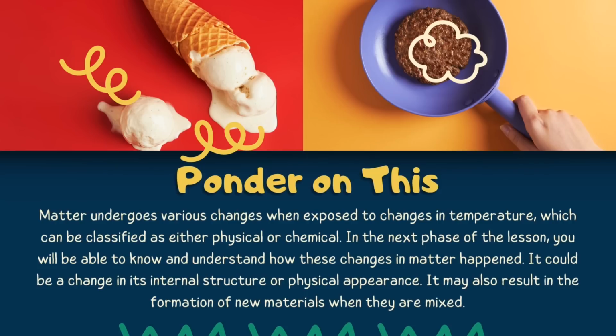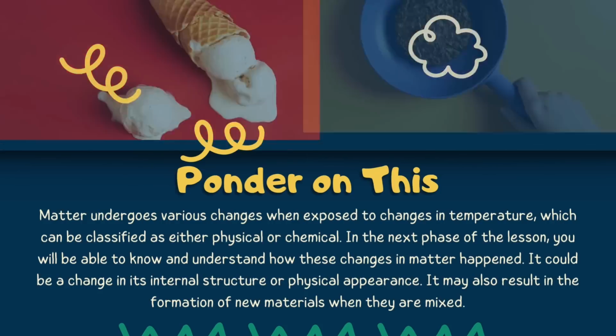Okay, let's ponder on this. Matter undergoes various changes when exposed to changes in temperature, which can be classified as either physical or chemical. In the next phase of the lesson, you will be able to know and understand how these changes in matter happen. It could be a change in its internal structure or physical appearance. It may also result in the formation of new materials when they are mixed.